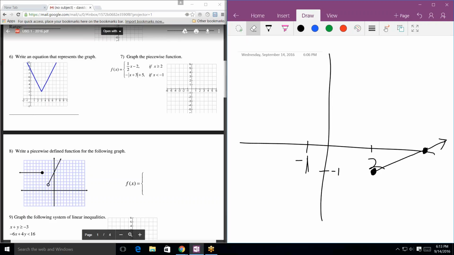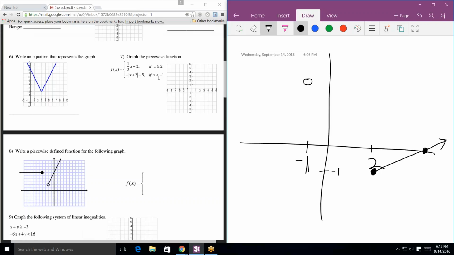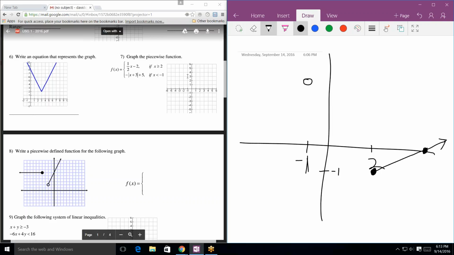And it's an open circle, not a closed circle, because in this case it only applies when x is less than minus 1, not less than or equal. If it were less than or equal, I would make that a closed circle. Since it's less than only, I made it an open circle.